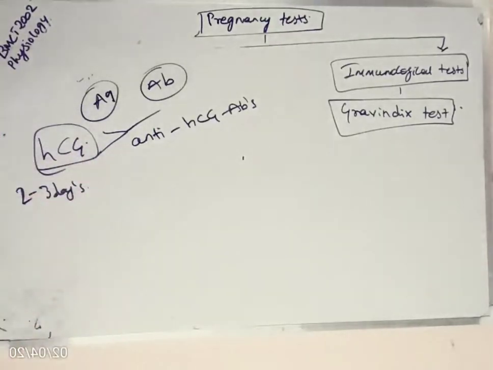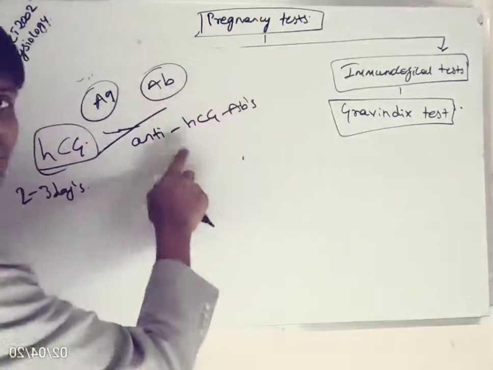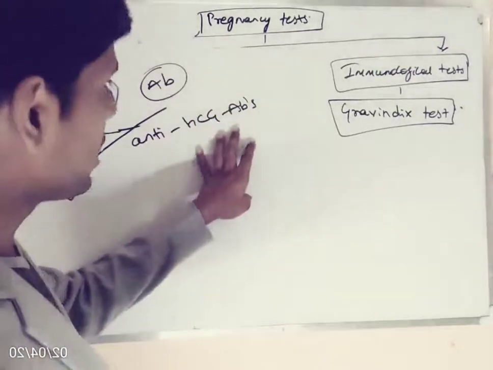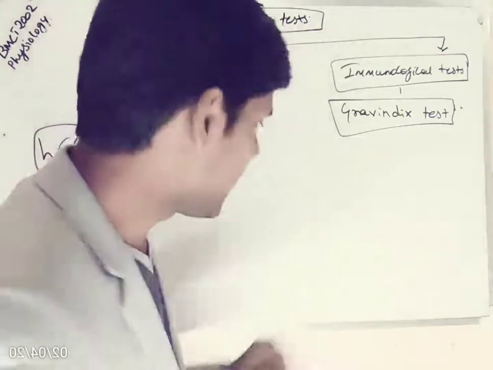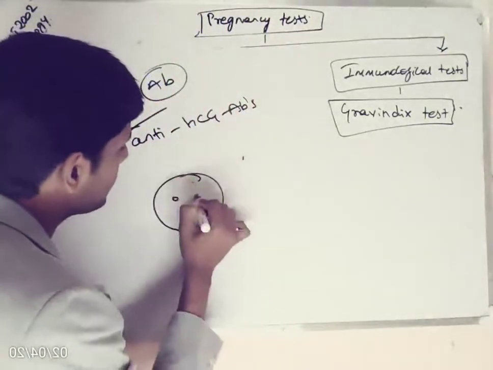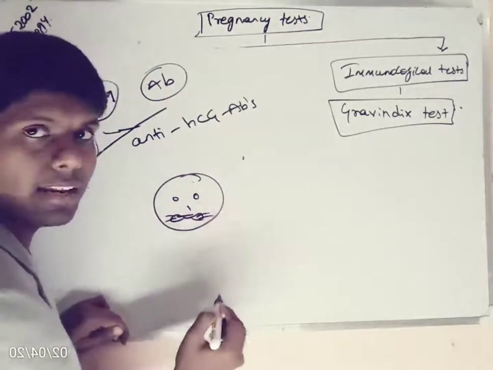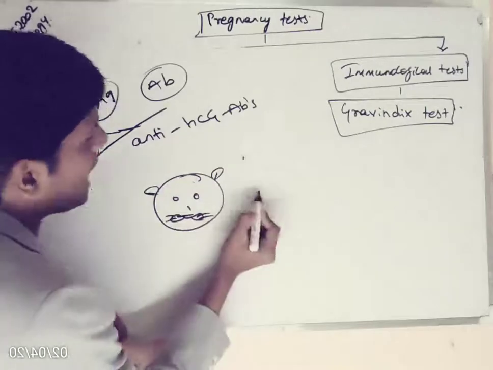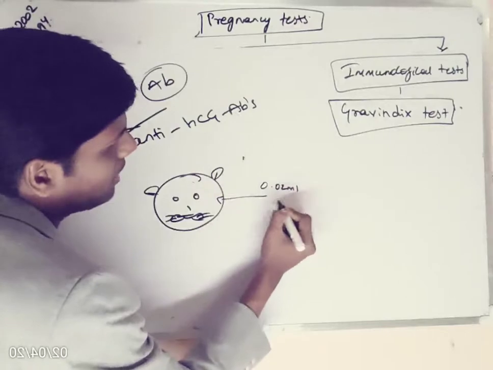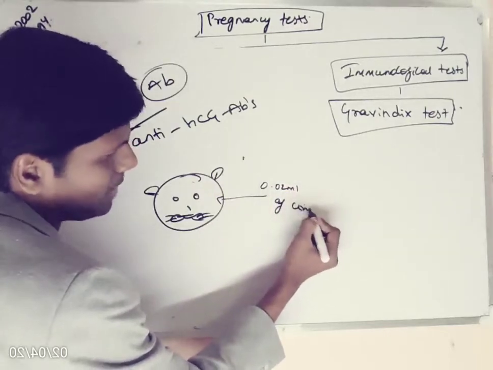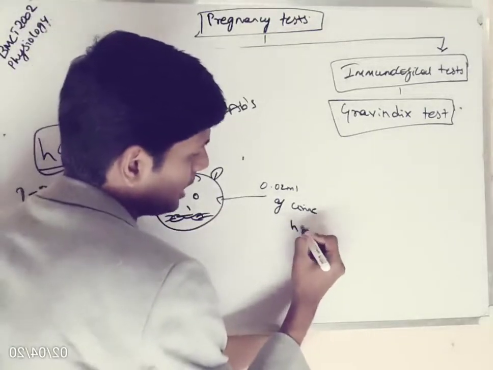So how did I get these antibodies in a rat? How did I get this reagent, anti-human chorionic gonadotropin antibodies? Let me explain. This is a rat, okay. Now what I did is, I will purposefully inject a small amount, maybe 0.02 ml of urine, maybe the same patient's urine. That urine may contain human chorionic gonadotropin, right?